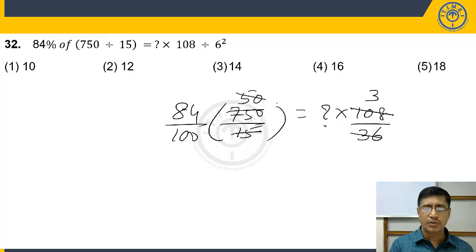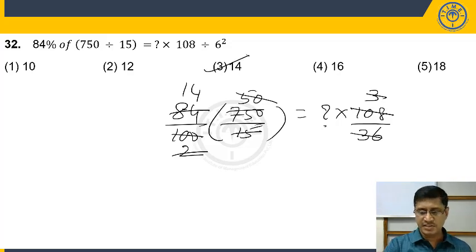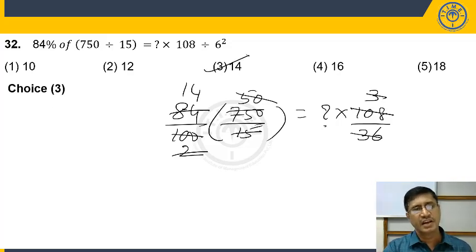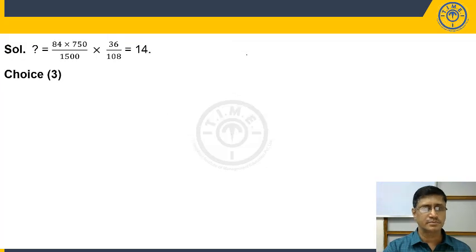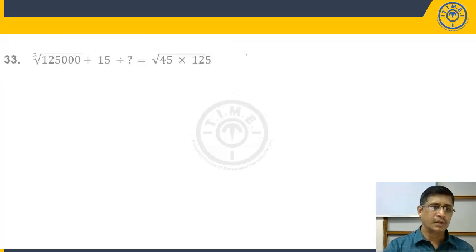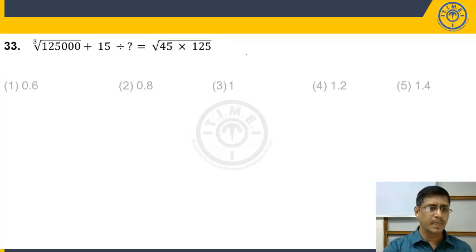Now what is the next? 50, we can cancel in 100 2 times. 2 into 3, the product of 2 and 3 is 6. It goes exactly how many times? 14 times. The result is choice 3. Third option is the right option. Now look at the next question on your screen.